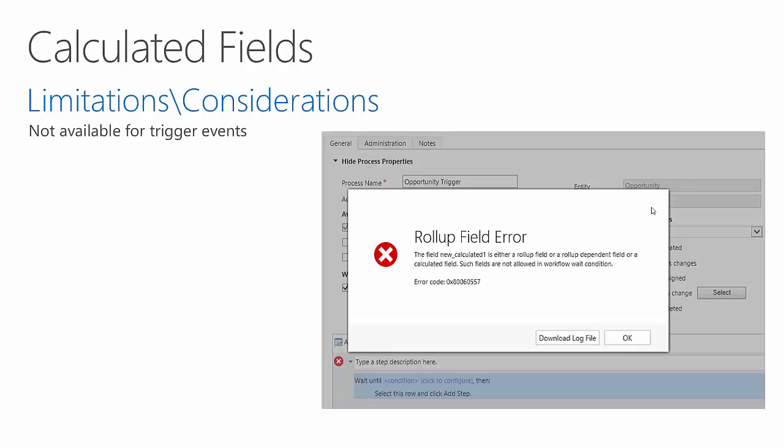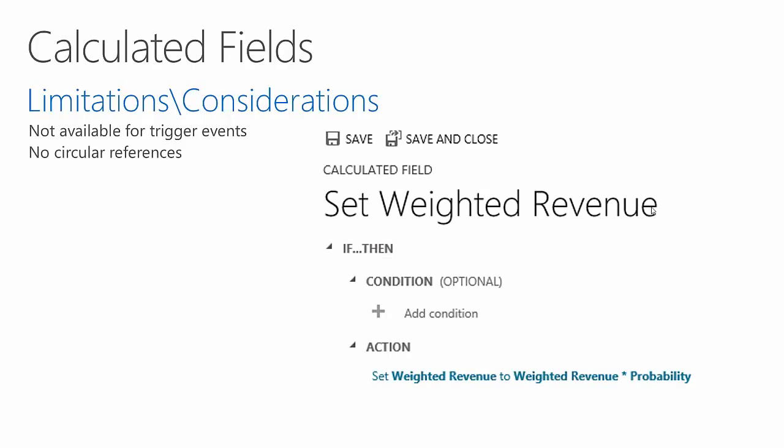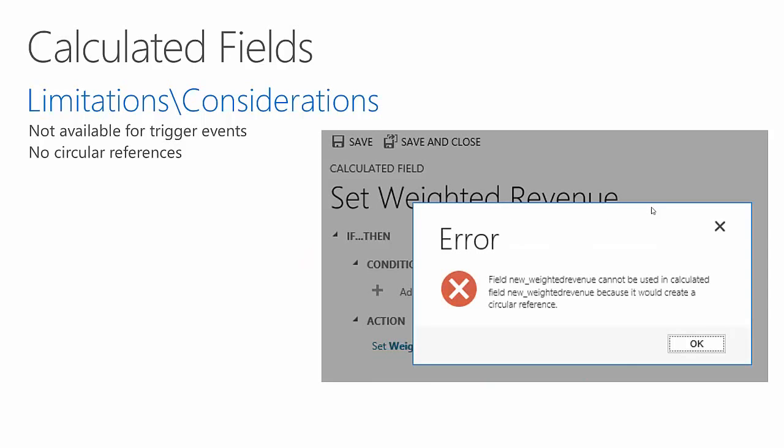Calculated fields are not available as attributes for record field change for workflows. Additionally, trying to set a calculated field within a wait condition will throw an error to the user. Along the lines of plugins, they cannot be used for triggering events either. Calculated fields cannot contain an action with a calculated field being defined. This will create a circular reference and is prohibited within Microsoft Dynamics CRM by presenting an error message to a user.